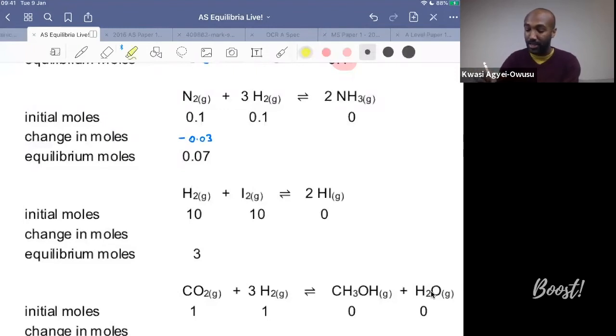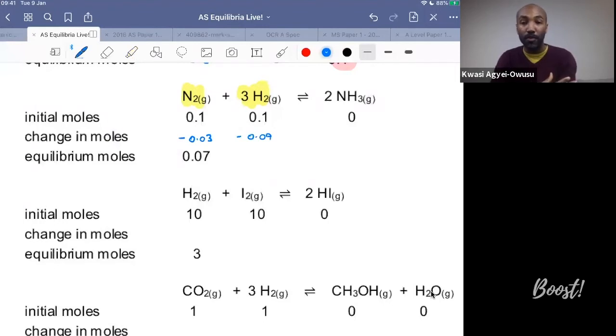Here you need to consider the number of moles of nitrogen to the number of moles of hydrogen. It's a ratio of 1 to 3. So if we used up 1 mole of nitrogen, we would expect that 3 moles of hydrogen would be used up. That means that if we use 0.03 moles of nitrogen, we would expect to use up 3 times that amount in hydrogen. So here we've got 0.09, keeping to the molar ratio.